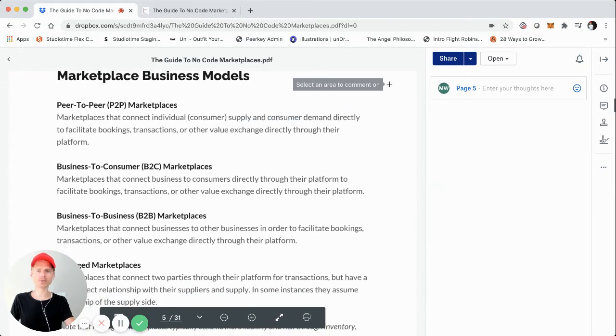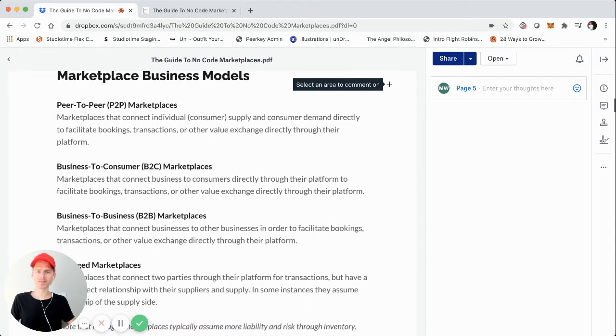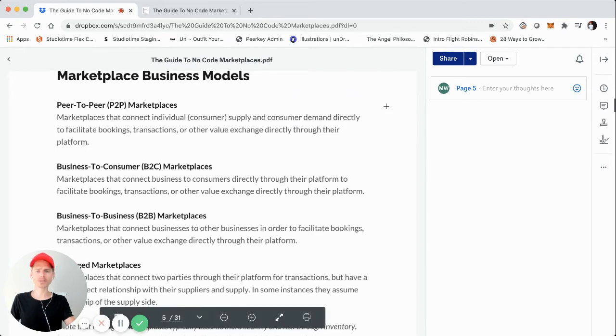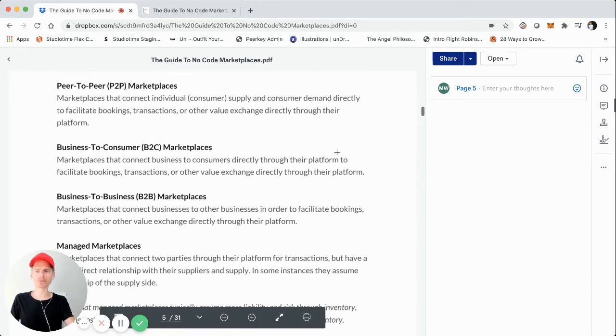Some of the best examples of this are going to be Airbnb, which is homeowners connecting directly with others looking to stay in their homes. So those are two consumers or individuals. Also, Studio Time has a similar component as a peer-to-peer marketplace. Some people have home studios, for instance, and they're renting them out to other individuals.